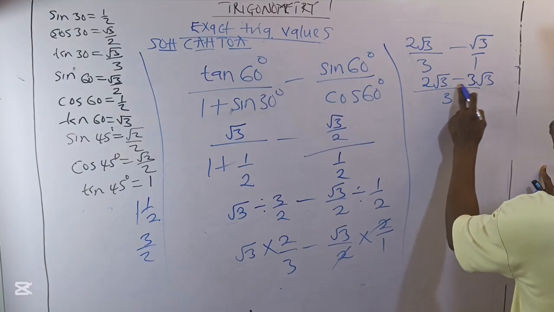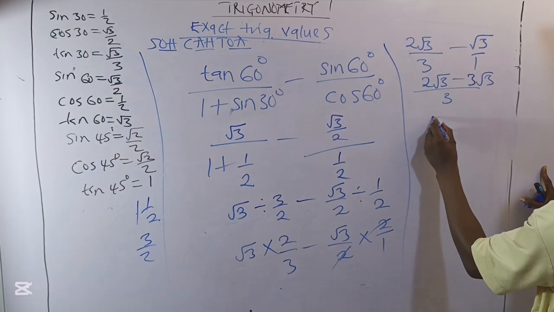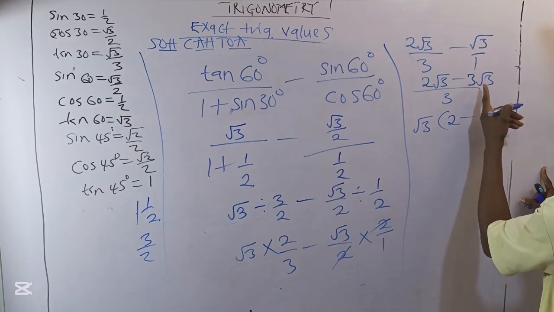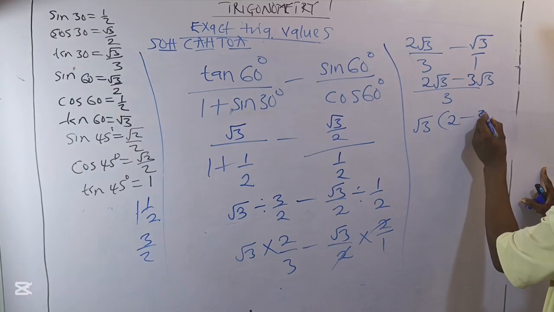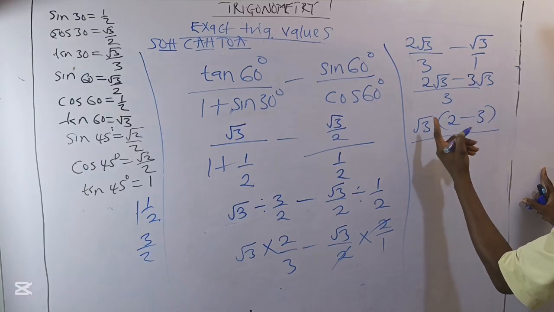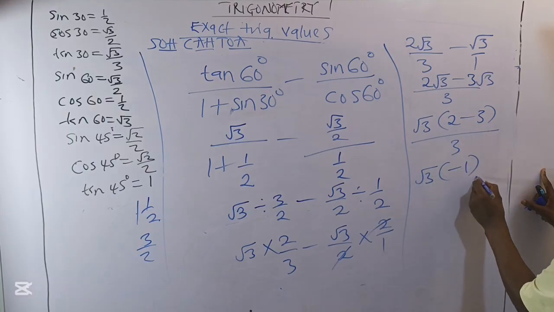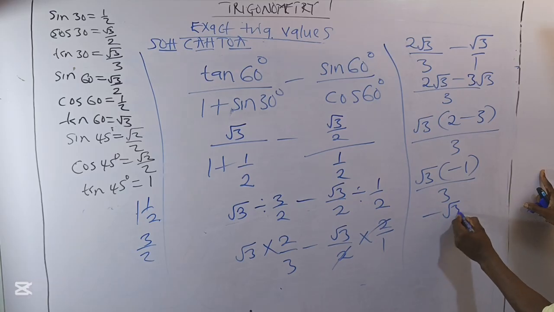Now if you watch, root 3 is common at the numerator. So I'll have root 3 bracket 2 root 3 divided by 3 will give me 2. Minus 3 root 3 divided by 3 will give me 3. So I'll have root 3 bracket 2 minus 3 will give me minus 1 all over 3. Root 3 times minus 1 will give me minus root 3 all over 3. And this is my answer.